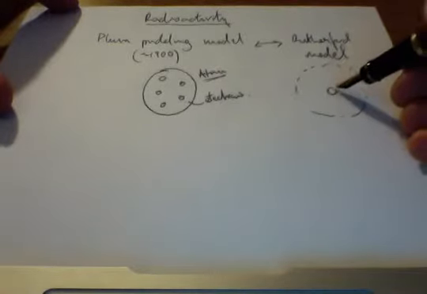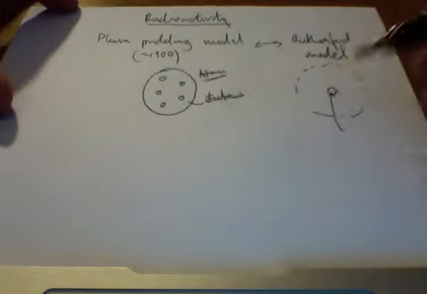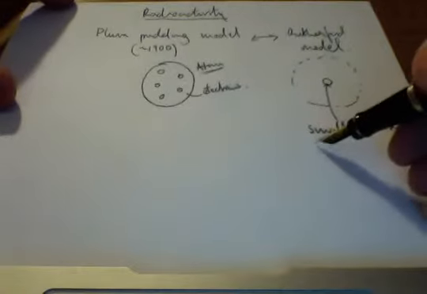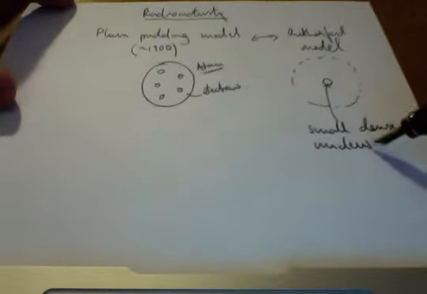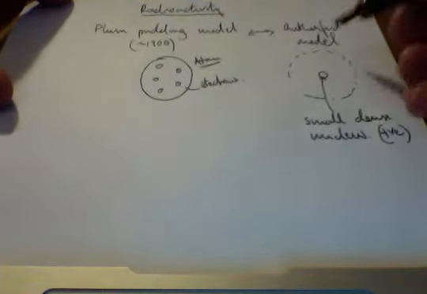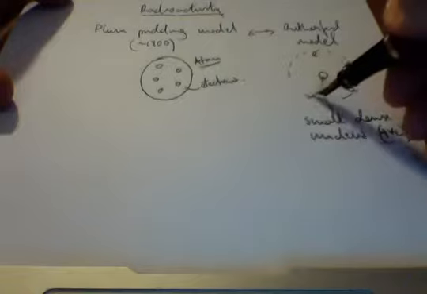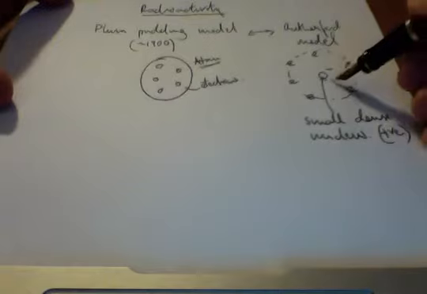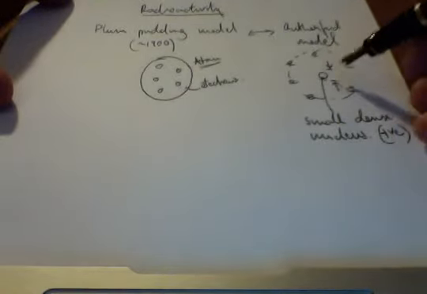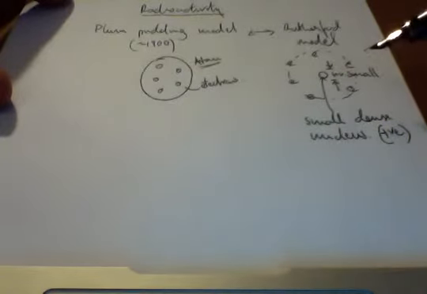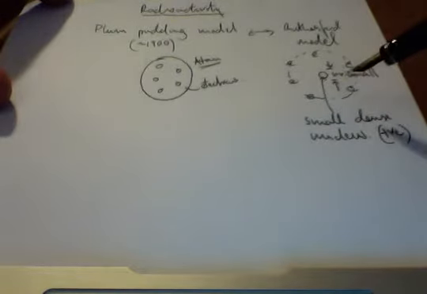You had a very small, dense nucleus. It was positive in charge, so it had a positive charge. And these electrons occupied this cloud around the outside. And compared to sizes, the nucleus was very, very small compared to the width of the atom. So the Rutherford model of the atom: a nucleus with electrons floating around the outside.